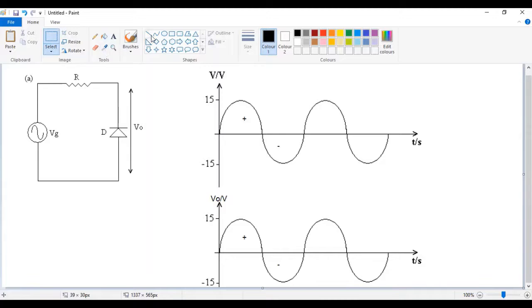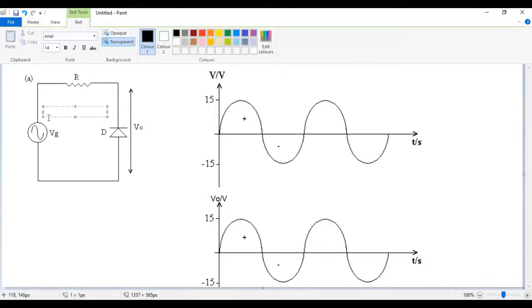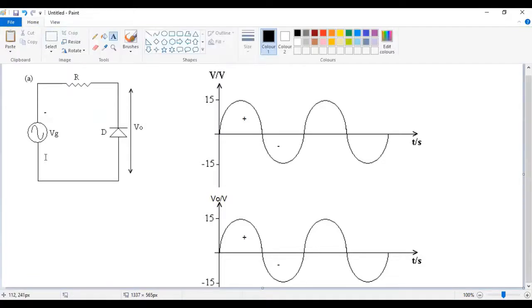So you're having your negative here and positive here. You can clearly see now your diode starts conducting because now you're sending current in the forward bias mode. Now, if this is in the forward bias mode, it means it is short circuited, because we know a diode in forward bias mode can be assumed to be short circuited if it is ideal.